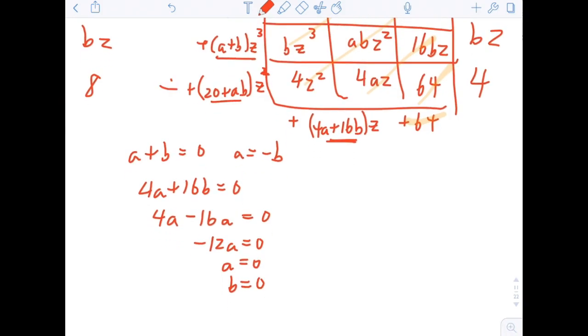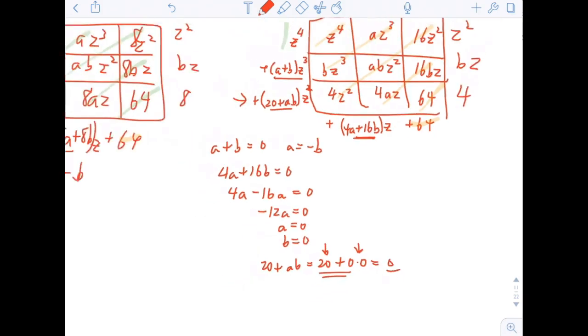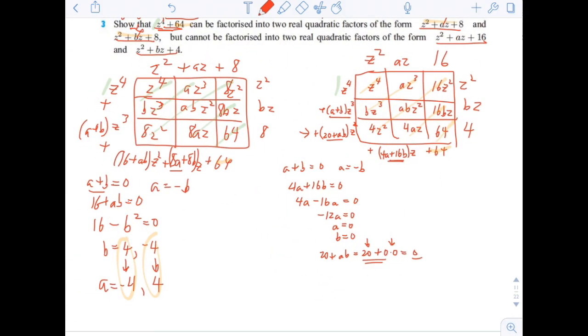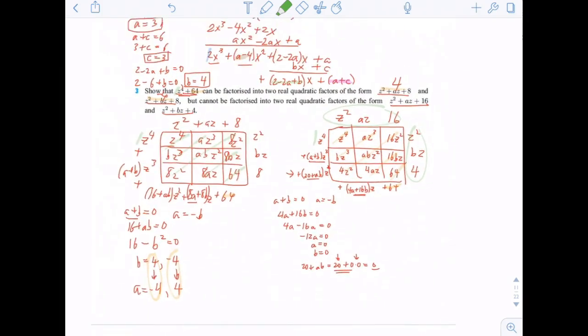And now let's try to plug it into the very last equation, which is 20 plus ab. So that'd be 20 plus 0 times 0 equals, can that be 0? It can't, right? Because this 20 here is always going to be 20, and this is 0, so they can't equal 0. So that means that these two polynomial pairs cannot multiply together and give you z to the fourth plus 64, because that just doesn't work out. There's not an a-b combination which is going to make that happen. So fail. All right, and that's the end of this page.